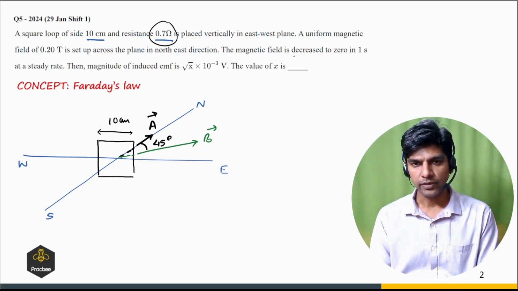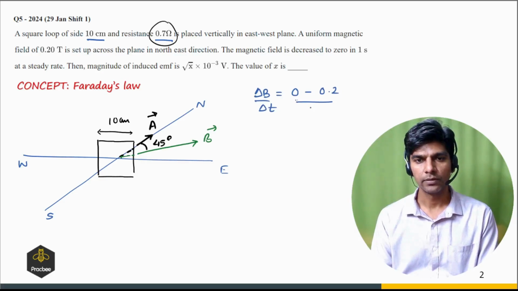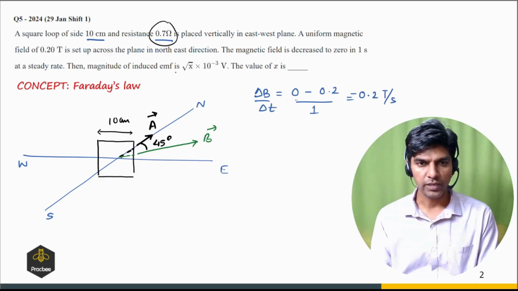The magnetic field is decreased to 0 in 1 second. So we know ΔB, right? That will be 0 final minus initial. And initial field is 0.2 Tesla in 1 second. So ΔB by Δt is 0 minus 0.2 by 1. So it comes out to be 0 minus 0.2 Tesla per second. And we have to find the magnitude of the induced EMF, which is given as root x times 10 raised to power minus 3 volts.